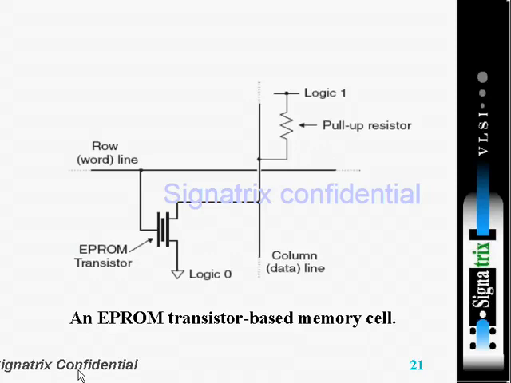Now you can see a standard EPROM transistor based memory cell. Here you can see there is a floating gate between, this is a normal control gate and here is a floating gate, and this is a transistor. Okay, so this is how it differs from a normal transistor.